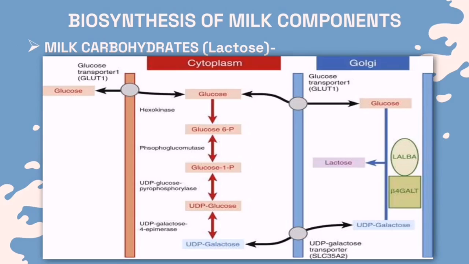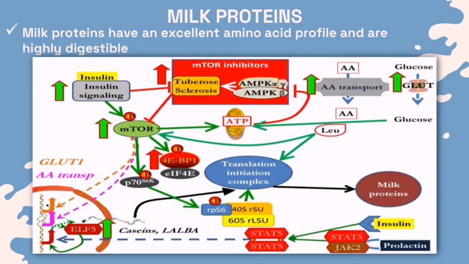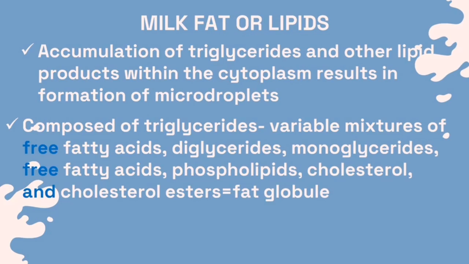For the biosynthesis of milk components, lactose is the primary carbohydrate in milk and is formed in the Golgi apparatus and packaged in the secretory vesicles. Milk proteins like casein and whey are packaged in the Golgi secretory vesicles and include immune proteins, lysosomal enzymes, and protein hormones. The milk fat or lipids are composed of triglycerides, which are variable mixtures of free fatty acids, and etc.